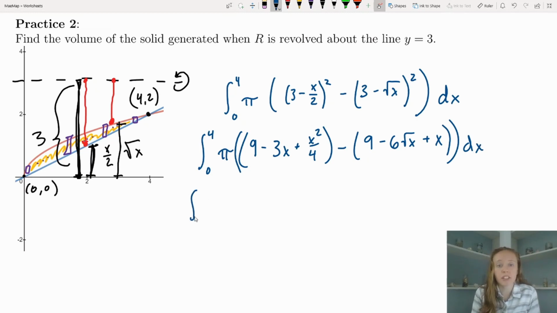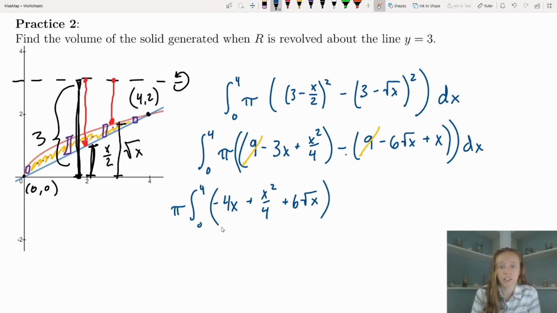Just like above, let's simplify down. So we have 0 to 4. I'll go ahead and pull this pi out in front because it doesn't matter where I have it. My 9, you can see, will cancel out. My negative 3x can be combined by subtracting x from that. So I'll have a negative 4x. Then I can't combine anything else, so I'll add an x squared over 4. You can see I'm subtracting a negative 6 square root of x, which is the same as adding that positive 6 square root of x. Integrating all of this with respect to x.